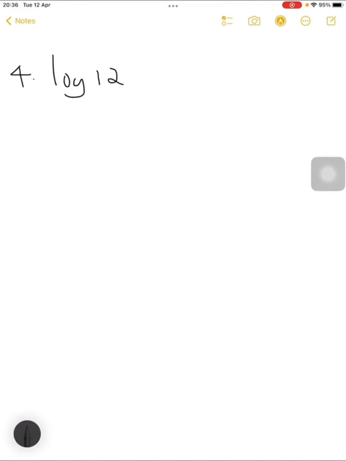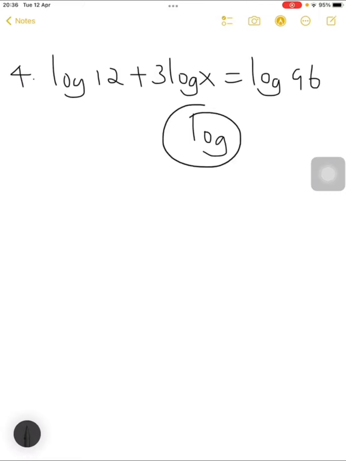12 plus 3 log x is equals to log 96. When you see just log without the base, you can't see any base, whether it's base 2, base 3, base 4, or whichever, you just see log. It automatically means this is log base 10, the one that you normally have in your calculators.